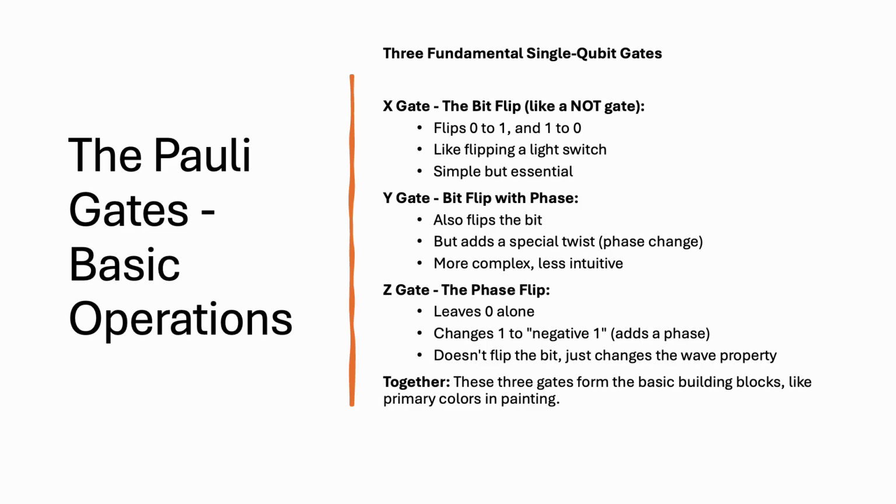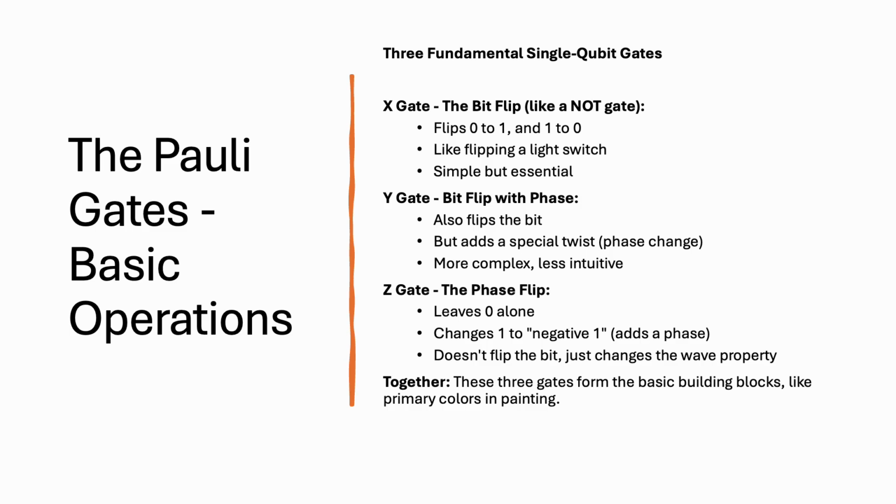The Y gate is similar to the X gate in that it flips the qubit, but it additionally changes the phase in a complex way. Don't worry about mathematical details. Just know that the Y gate is like an X gate combined with a phase shift. It's less intuitive than the X gate, but it is still fundamental to quantum computing. On a Bloch sphere, it represents a 180 degree rotation around the y-axis.